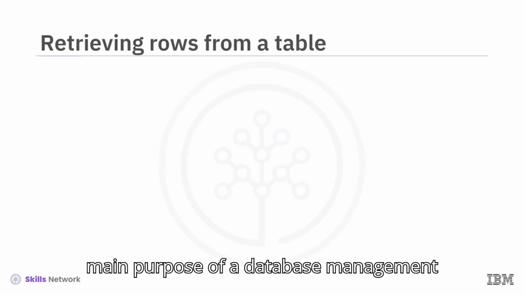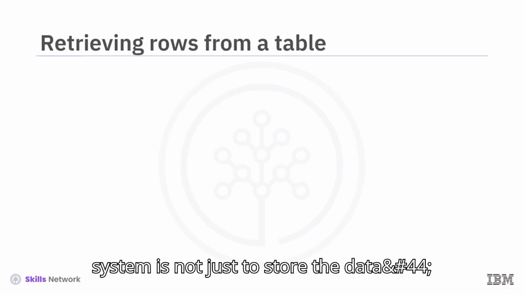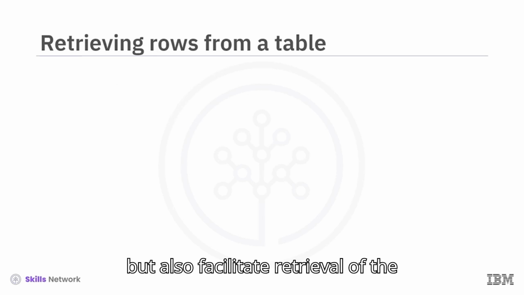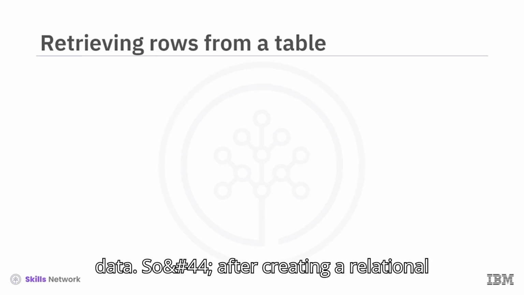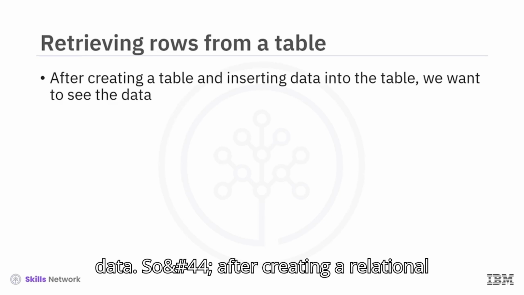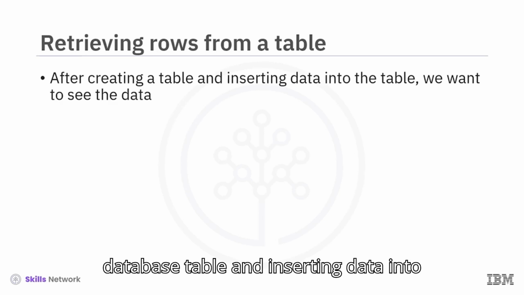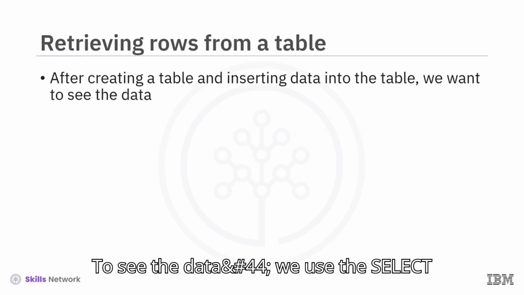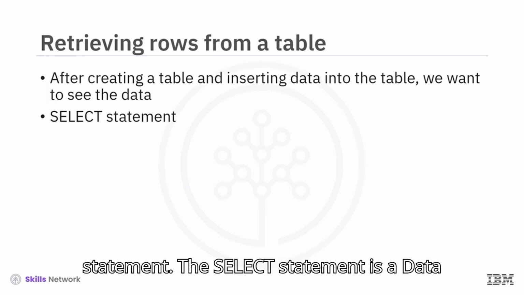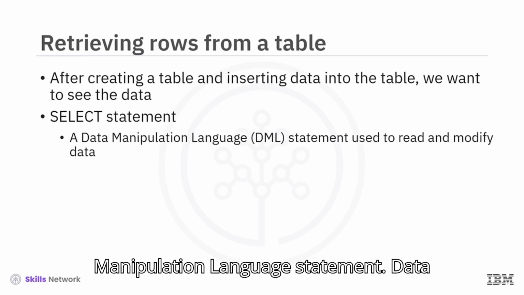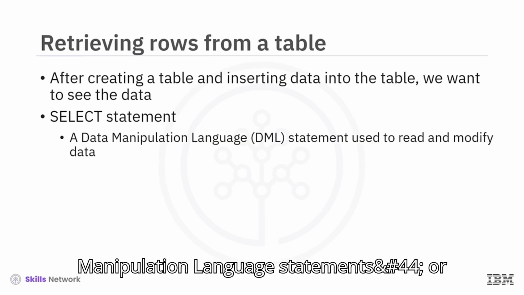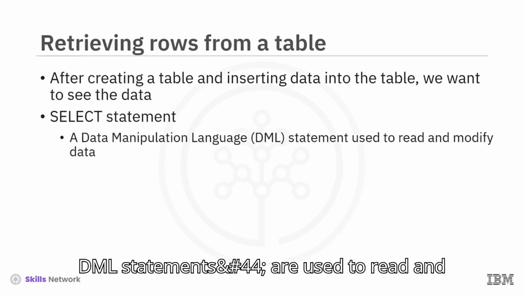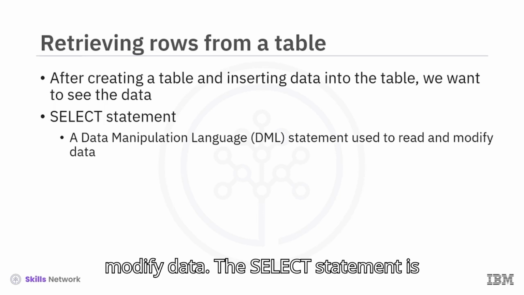The main purpose of a database management system is not just to store the data, but also facilitate retrieval of the data. So, after creating a relational database table and inserting data into the table, we want to see the data. To see the data, we use the select statement. The select statement is a data manipulation language statement. Data manipulation language statements, or DML statements, are used to read and modify data.